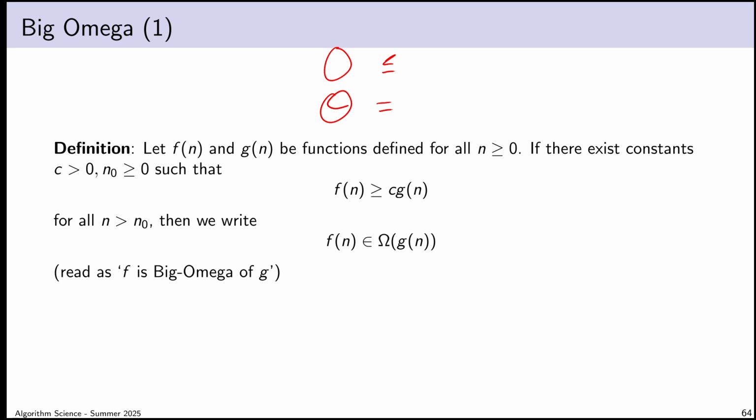And what you'll notice with this is that this definition is the same as the big O definition, but with this thing flipped around. So it's just like big O, you find a constant c and a constant n naught such that f is greater than or equal to c times g for all n greater than n naught. So it's the same as big O except the direction of the inequality has been switched. And if that's the case, we say f is big omega of g. And we read it like this.